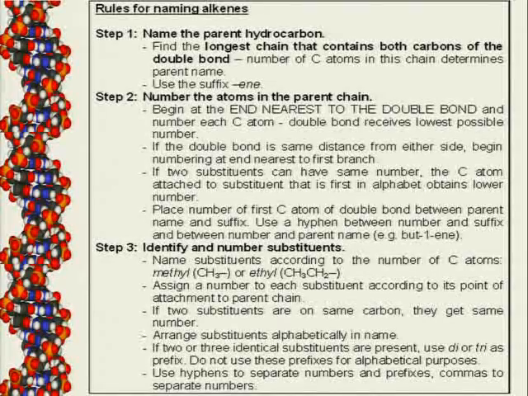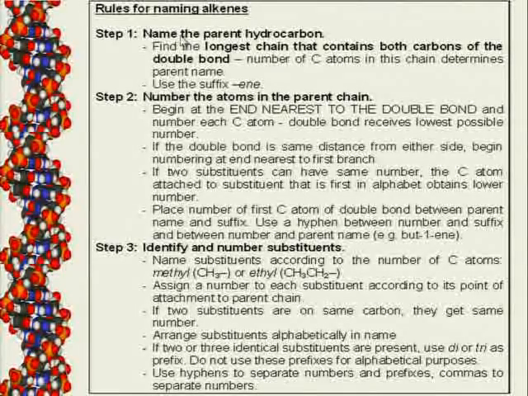We said first you have to check the longest chain, and this longest chain needs to have a double bond. And then that will be the parent name. Remember you must also check how many carbons are there in the parent name. And then it will end with the suffix ene. If it has 2 carbons, it will be ethene. If it is 3 carbons, it will be propene, 4 carbons, and so on.